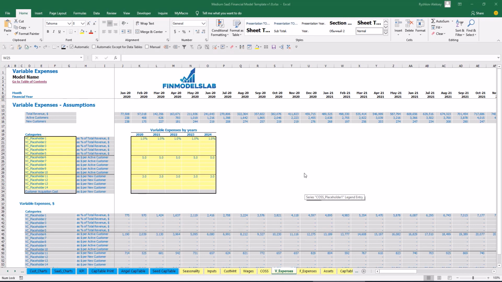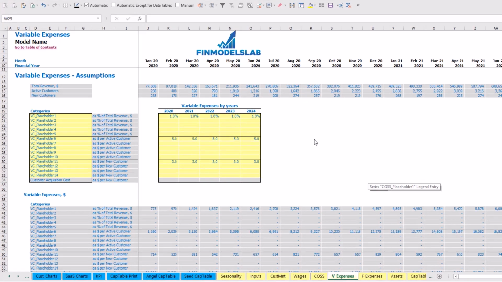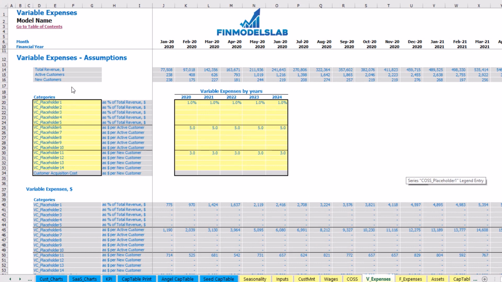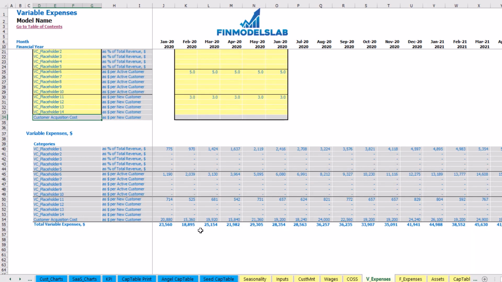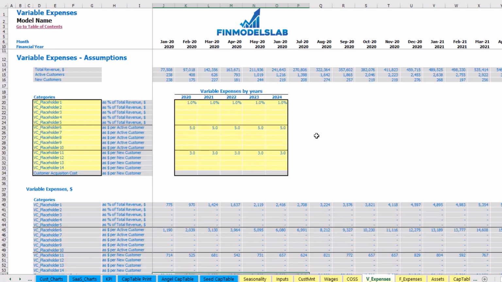On the variable expenses tab, you can input up to 15 line items of your variable expenses. Please note that you can input only in yellow cells, so the first 14 cells are changeable and the last one is already predefined, which is customer acquisition cost, which you input previously in the dashboard. For this customer acquisition cost you have amounts without any need to input any assumptions.